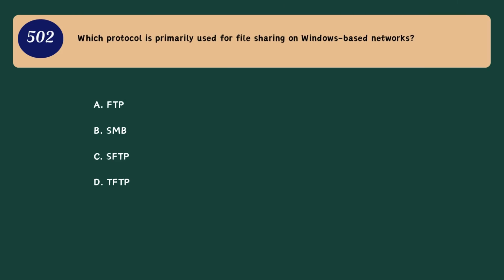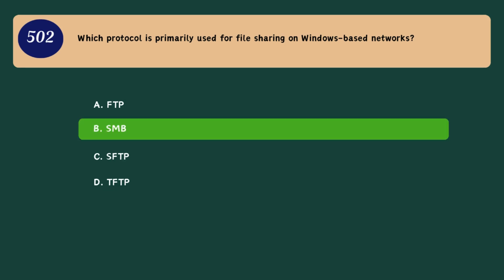Question 502. Which protocol is primarily used for file sharing on Windows-based networks? A. FTP. B. SMB. C. SFTP. D. TFTP. Correct answer. B. SMB.